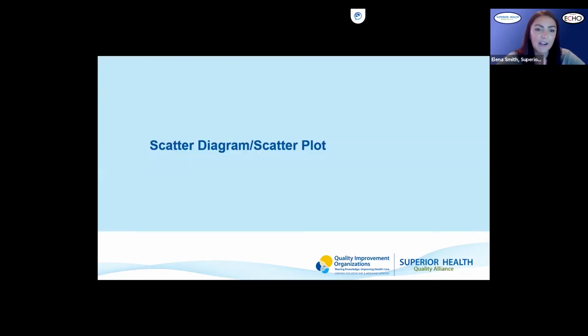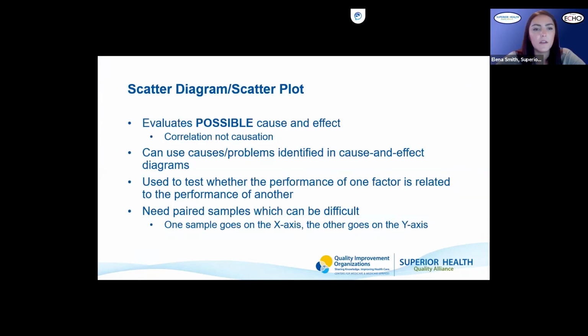Which then brings us to scatter diagrams or scatter plots. Now these evaluate possible cause and effect, and we've probably all heard the statement that correlation does not equal causation. But we can use those causes and problems identified in the cause and effect diagrams that we just went over and plot them out on a scatter diagram or scatter plot. These are used to test whether the performance of one factor is related to the performance of another. And you do need paired samples, which can be the difficult part of this. One sample goes on the x-axis and the other goes on the y-axis.